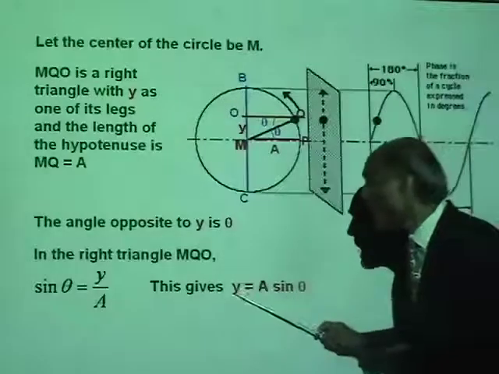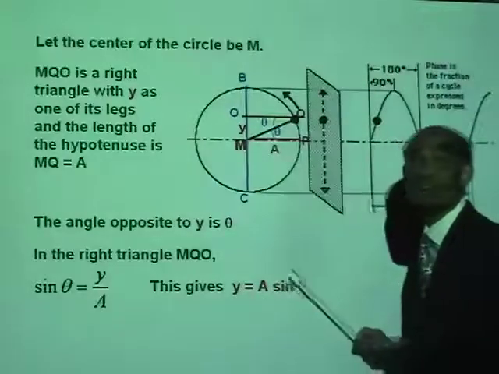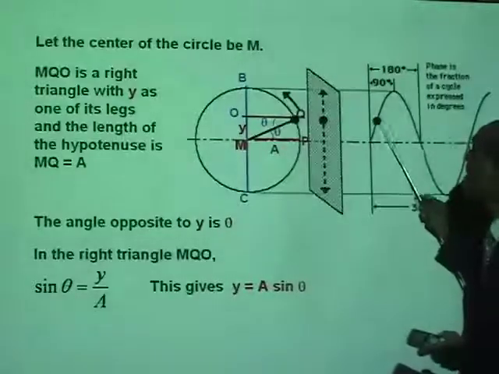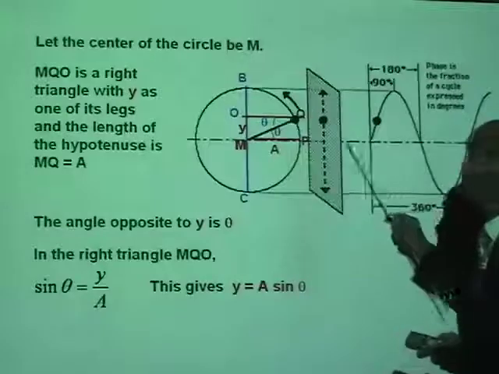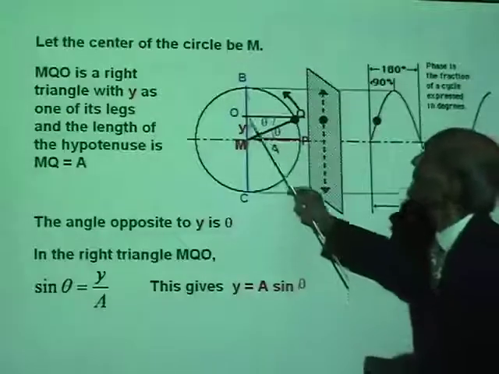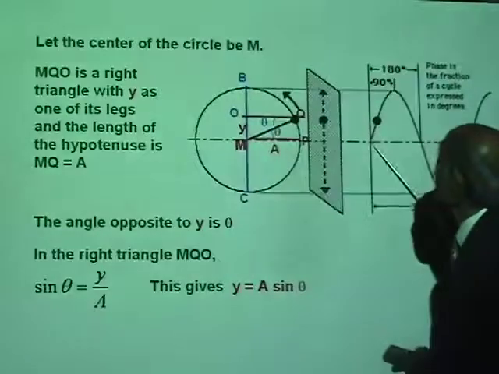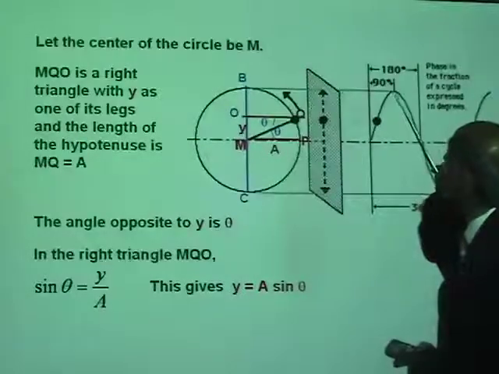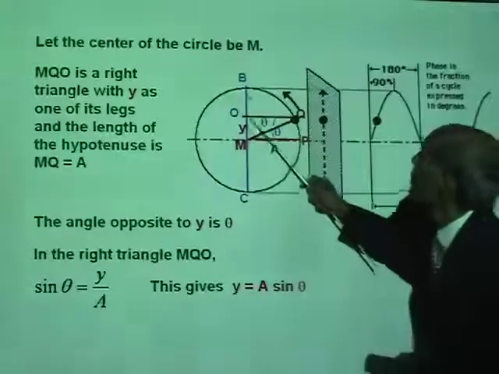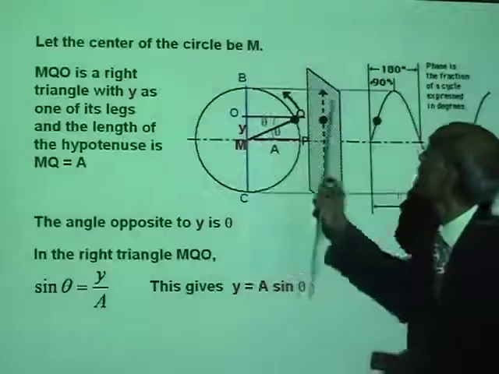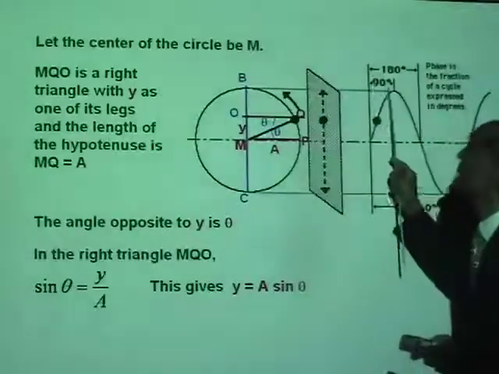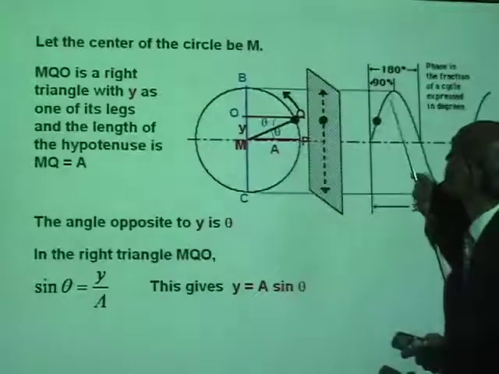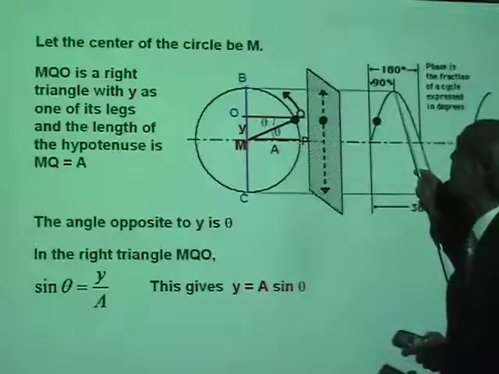That means Y is a sine function. If you notice here, I have actually traced out the path that will be taken by the projection. The displacement increases to a maximum. When does the maximum occur? When the angle is pi by 2. Pi by 2 is 90 degrees. When the angle is 90 degrees, the displacement is maximum.